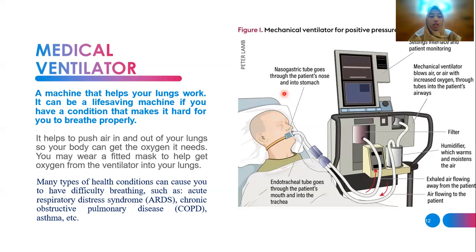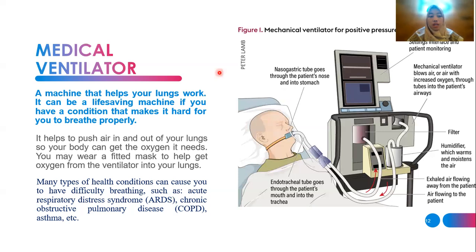A medical ventilator uses pressure to blow oxygenated air into your airways and to remove carbon dioxide from your body. Your airway includes your nose, mouth, throat or pharynx, voice box or larynx, windpipe or trachea, and the bronchi of your lungs. Oxygen from a ventilator may be pushed into your lungs in one of two ways: with a face mask or with a breathing tube.